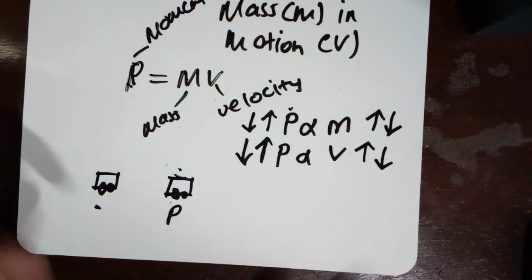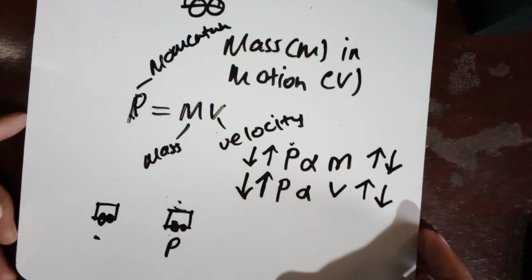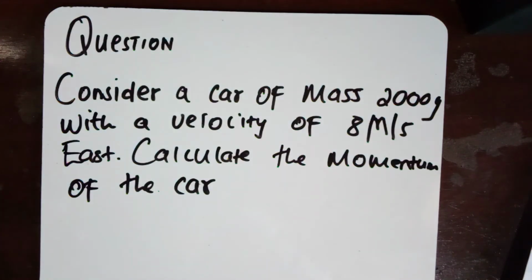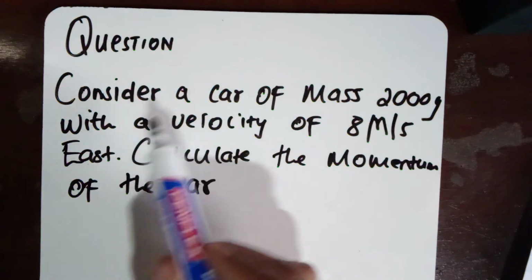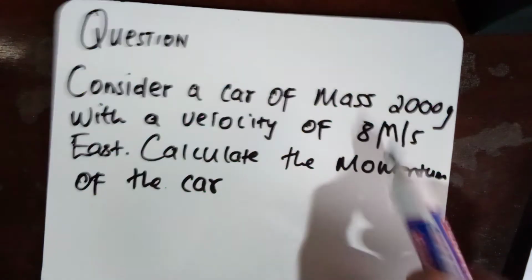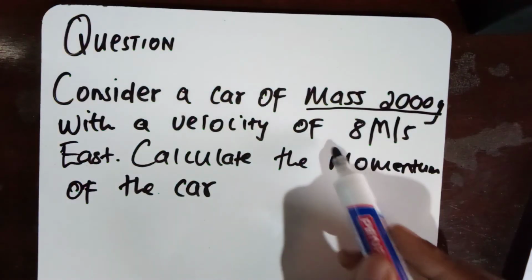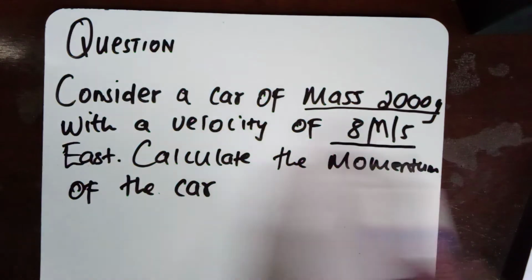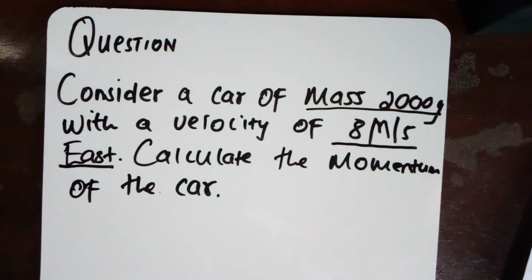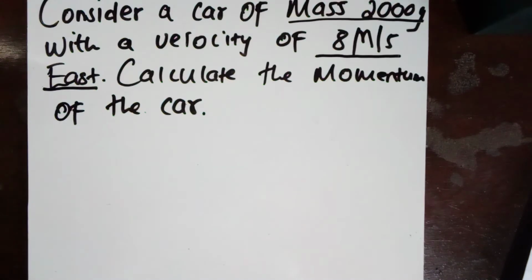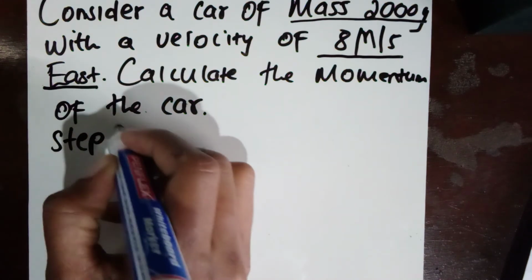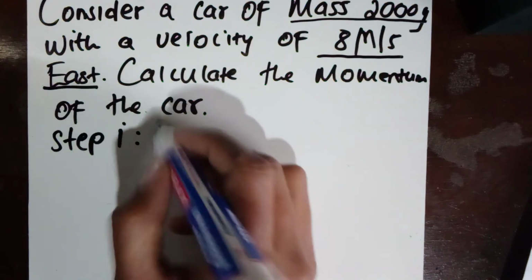Let us put everything into perspective by taking a calculation. We have a question in front of us, and it says: consider a car of mass 2000 grams with a velocity of 8 meters per second east. Calculate the momentum of the car. The first thing I would say, for step 1, is that we have to determine the direction.